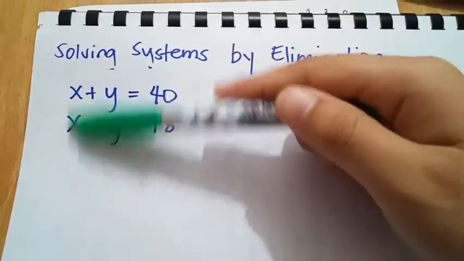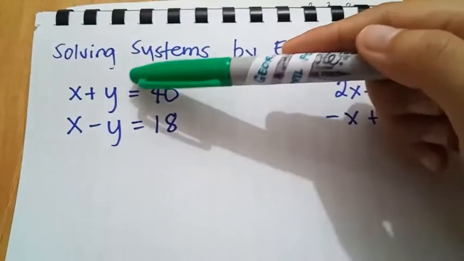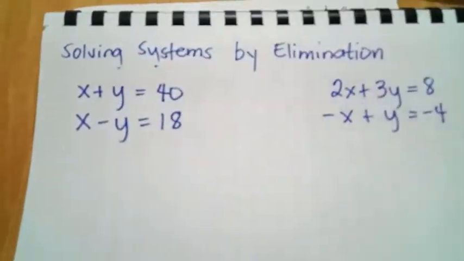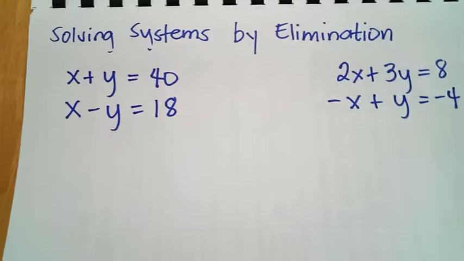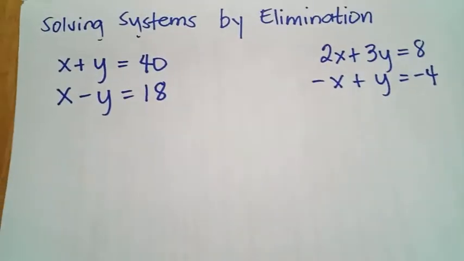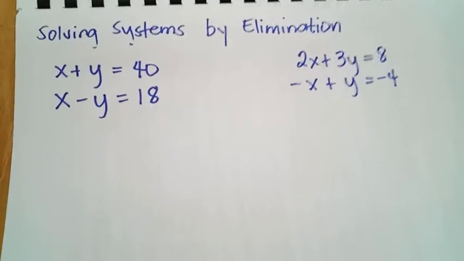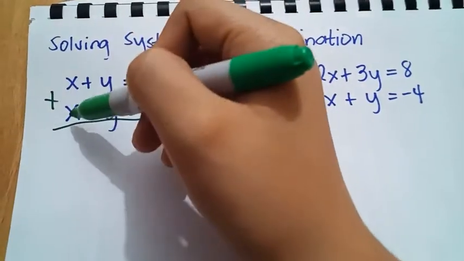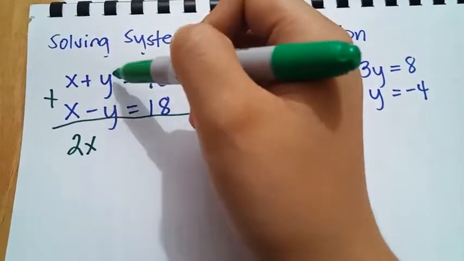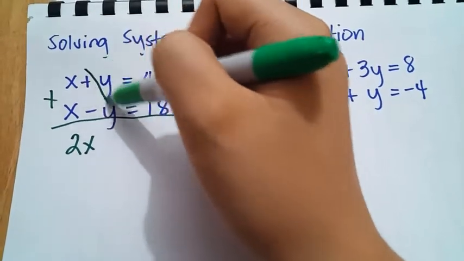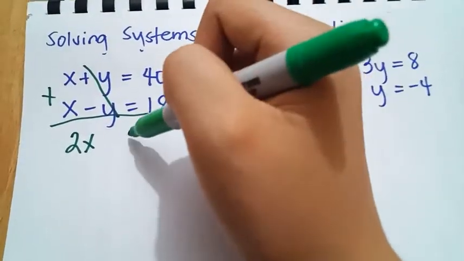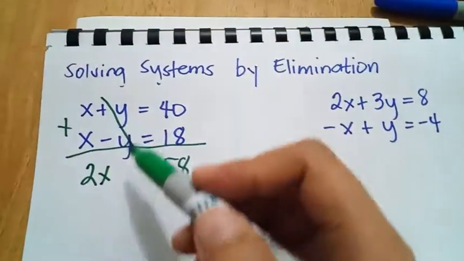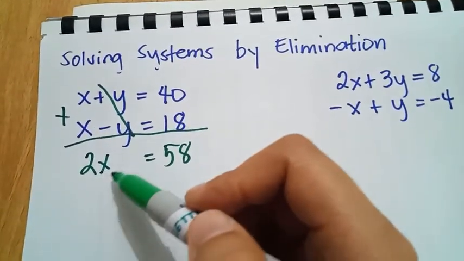So, x plus x, same numerical, same sign. Y and negative y, same numericals, different signs. So, yan yung sinasabi nating opposites. When you have opposites, to solve that one, you have to add. Okay? So, when we add, okay, x plus x, we will have 2x. Y plus negative y will be equal to 0. Then 40 plus 18 is 58. So, as you can see, we eliminated y to solve for x.